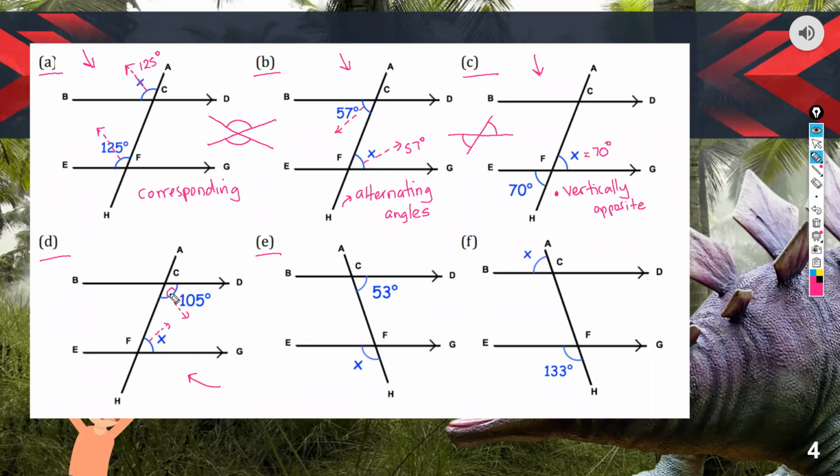And remember, we said interior angles add up to how much? 180. So that means if here is 105, we just minus it from 180, and we'll get how much? 75 degrees. So X is 75 degrees. And you can add them back up after. 105 plus 75 is 180. Right?